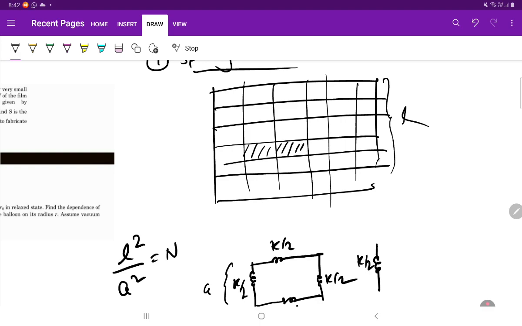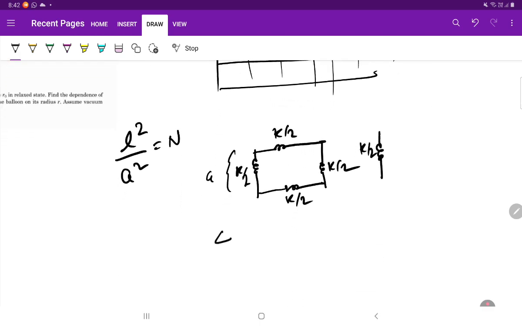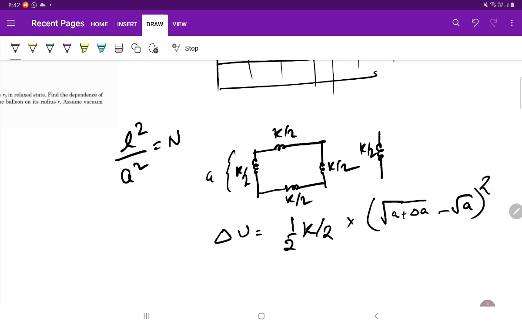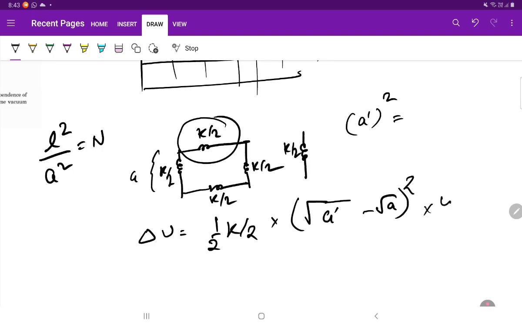And now what will be the change in potential energy? Delta U will be half, k by 2, into root of a plus delta a, which is the stressed length, minus root a, whole square. Or I can write it as root a dash minus root a, whole square, where a dash square is equal to the final area, right? Hope you get it. So this is the change in potential energy of one spring of one such square. Now how many springs are there in one such square? It is 4. Just multiply by 4.